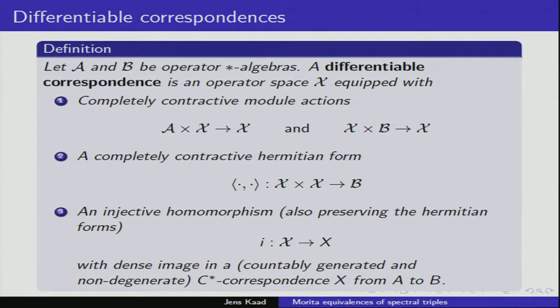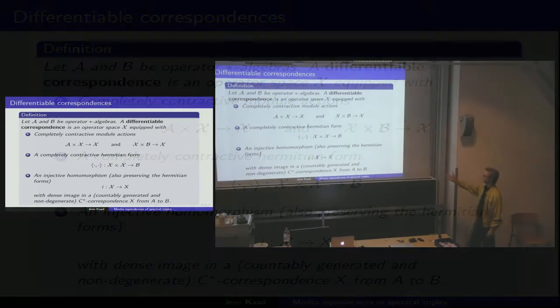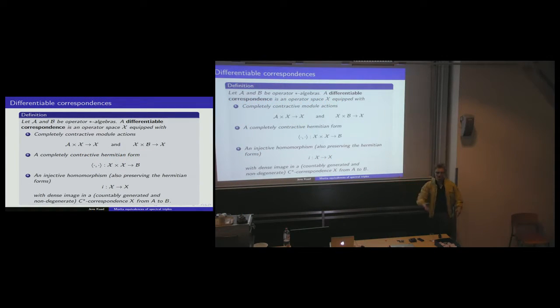Okay, very good. Finally, everything sits inside a C-star correspondence. So there's this injective homomorphism, so it preserves the Hermitian forms and the bimodule structure, from X into capital X. And capital X is a C-star correspondence from the C-star completion of A to the C-star completion of B. So capital X is just a C-star module which comes equipped with a representation of the C-star algebra A. And there are some technical conditions: X has to be countably generated and non-degenerate.